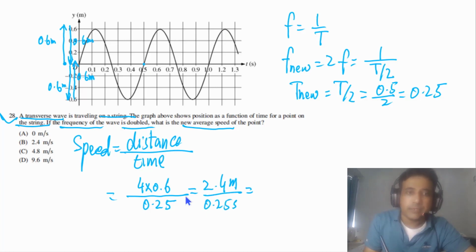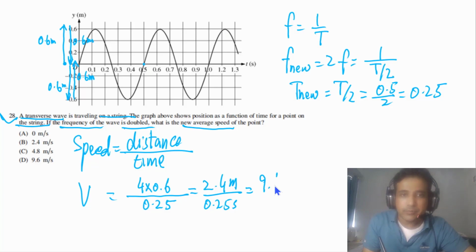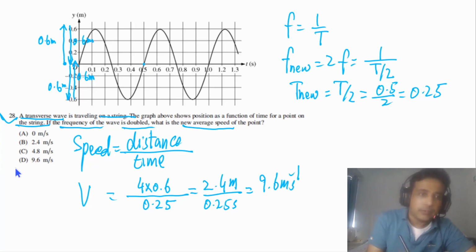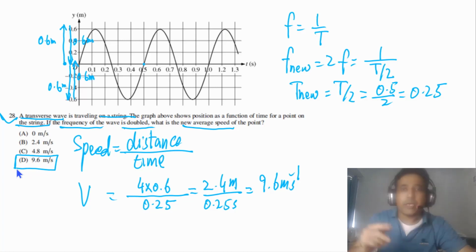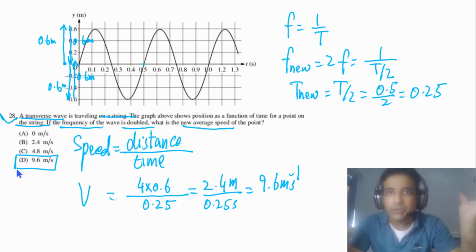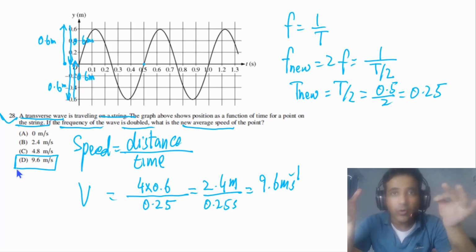So the final value of the speed will be equal to 9.6 meters per second. So the answer for this question is D. A beautiful question, very nice question about waves: how to calculate the speed of the particle.